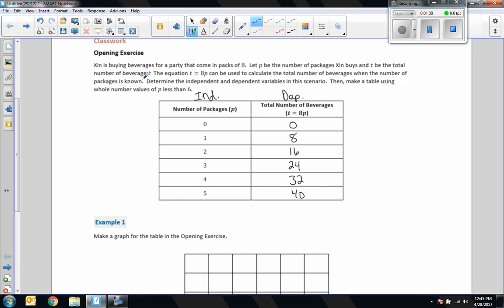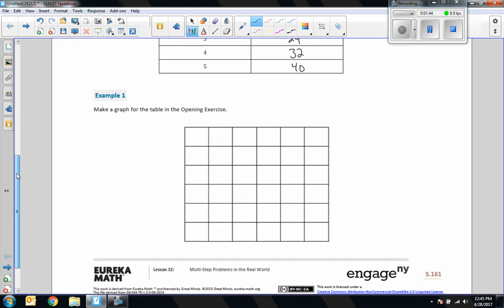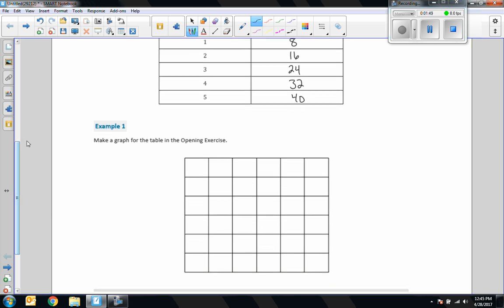Okay. Example 1. Make a graph in the opening exercise. We're going to graph these. So this is a really large grid, but we need to label our axes. So the first thing I would do is represent our axes as being right here. I don't want to take the time to get my ruler out and draw a nice straight line. This is fine. This is our y-axis, and this is our x-axis. X is independent, and y is dependent.